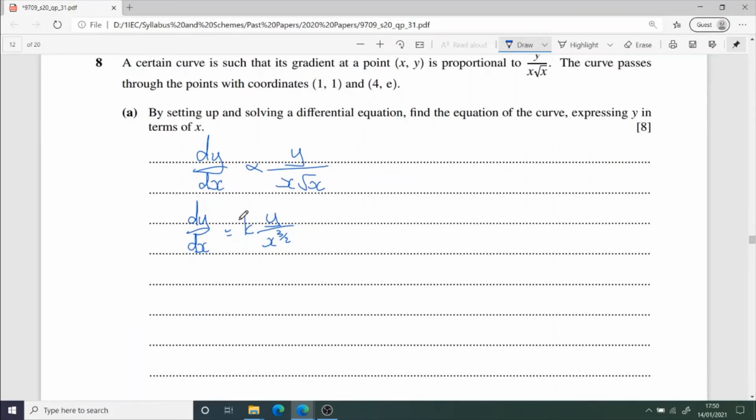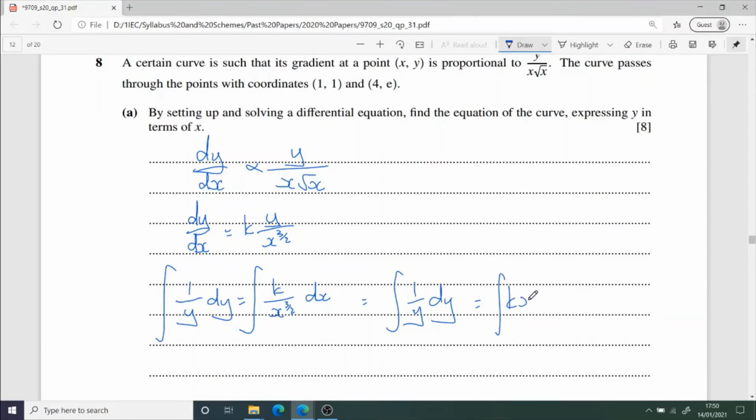And now let's prepare to integrate by getting all of the x's on one side with dx and the y on the other side with the dy. So we end up with 1 over y dy is equal to k over x to the 3 over 2 dx. I think we're going to bring this up and express it in index form. So 1 over y dy is equal to the integral of k x to the negative 3 over 2 dx.